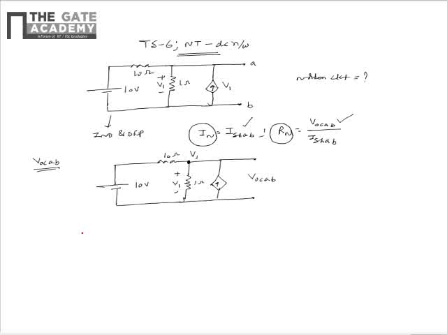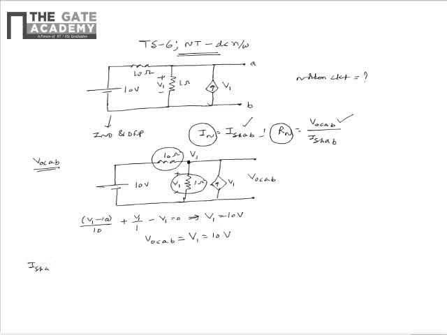By performing nodal analysis to the circuit, we get the equation: (V1 minus 10) divided by 10, that is the current flowing through the 10 ohm resistor, plus V1 by 1, that is the current flowing through the 1 ohm resistor, minus V1 is equal to 0. Upon simplifying this, we see that V1 is equal to 10 volts. But VOCAB, that is the open circuit voltage between terminals A and B, is equal to V1, which is 10 volts.